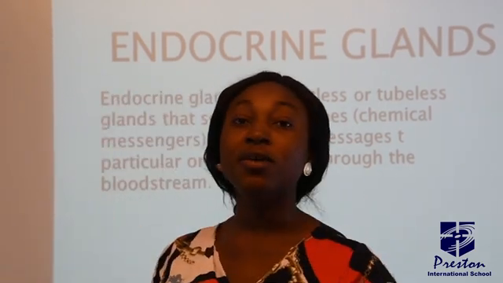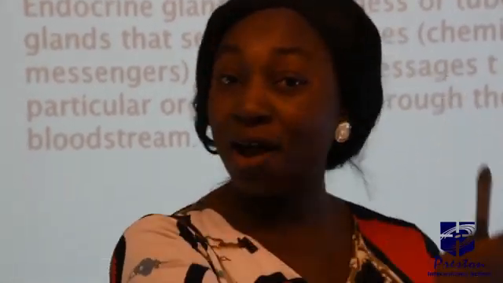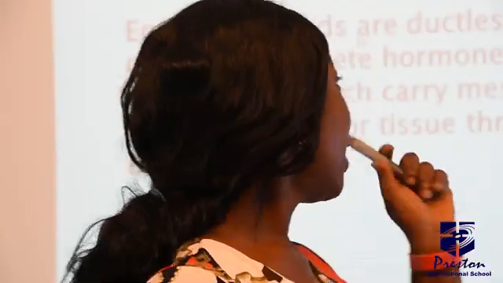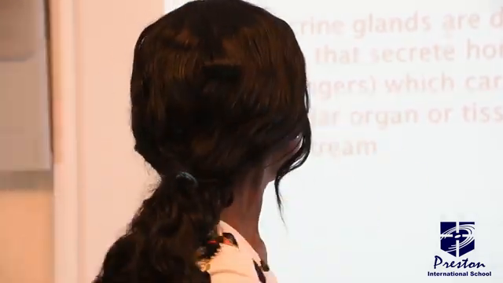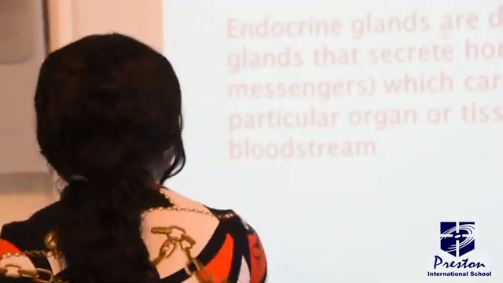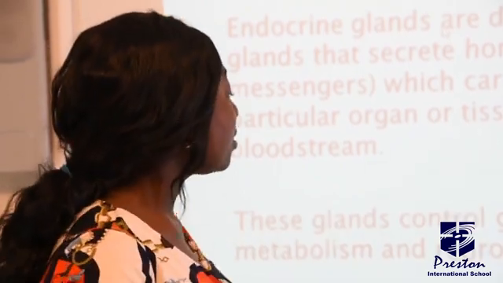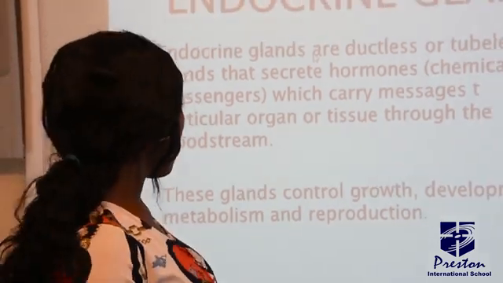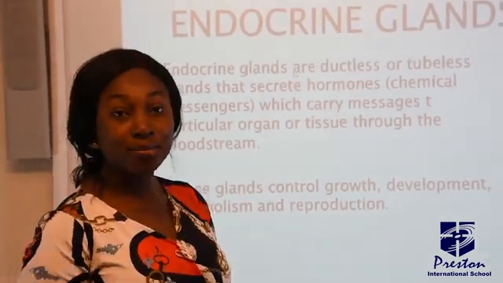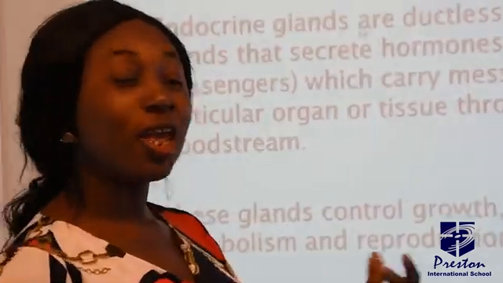When we were discussing the nervous system some weeks back, we were able to tell that hormones are carried in the body through the bloodstream. So this morning we define endocrine glands as the tubeless glands that produce these hormones. They secrete or produce these hormones. Now, the glands help to control growth, development, metabolism, and reproduction in humans.